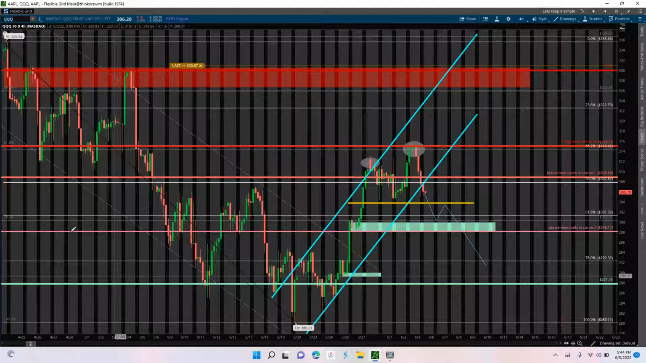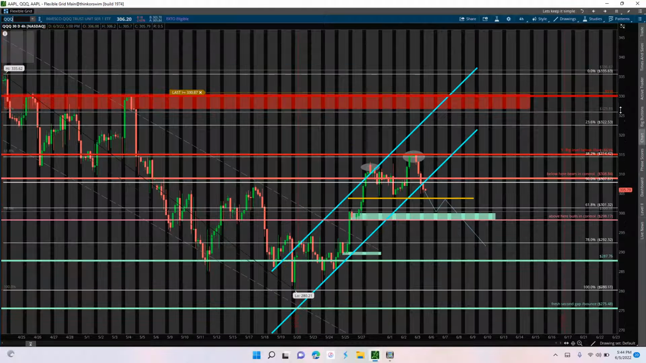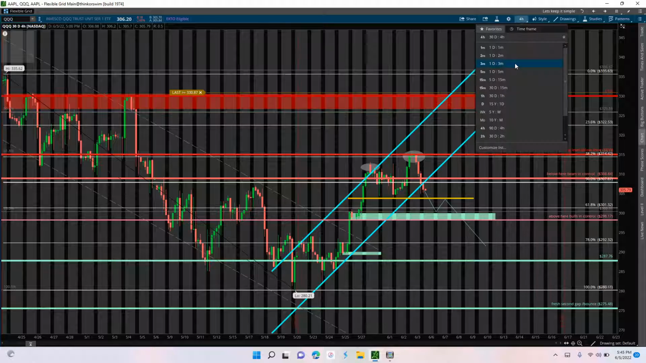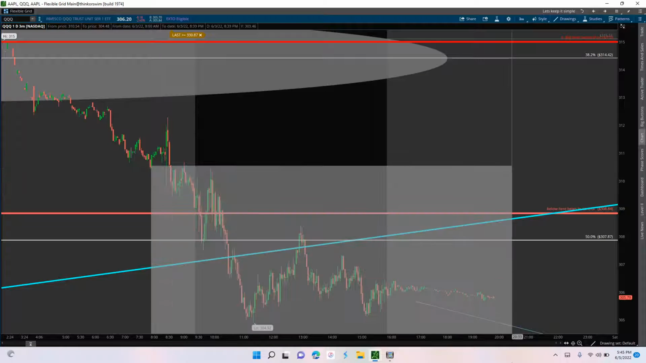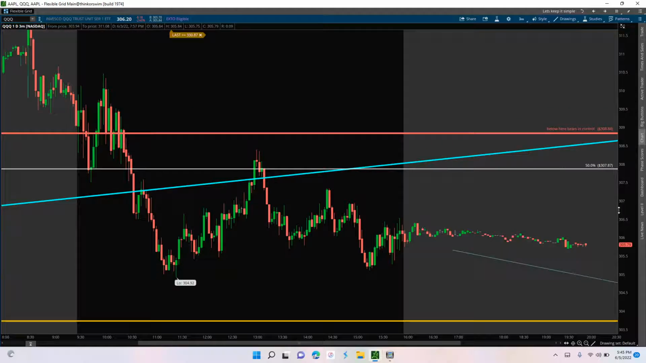So this week, manage your risk. Wait till the market settles on Monday before you enter a trade. Your time frame to watch would be the 3 minute, if you're day trading for the day, so that means you're getting in and out that same day. This is your time frame, the 3 minute. This is the time frame you trade.